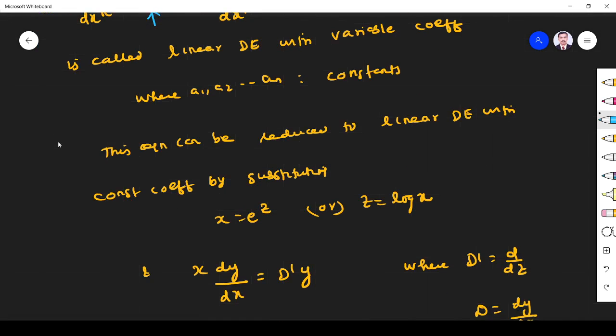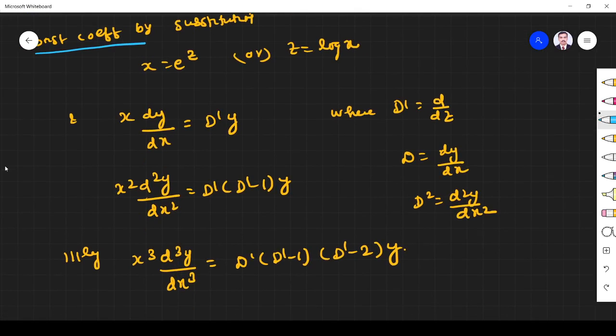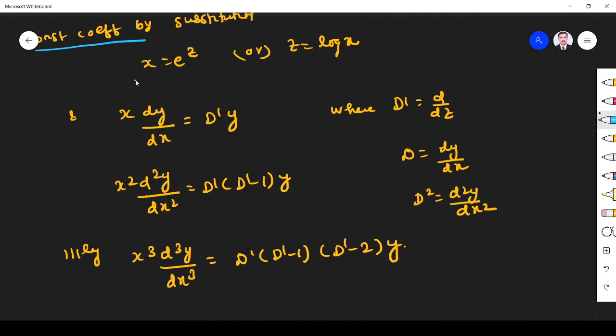How can we convert it to a linear differential equation with constant coefficients? This variable coefficient equation must first be converted into a linear differential equation with constant coefficients. For that we follow a procedure. We substitute x is equal to e power z, or if you take log on both sides, log x is equal to z. The derivation of this procedure is not required since we are preparing for the exam.